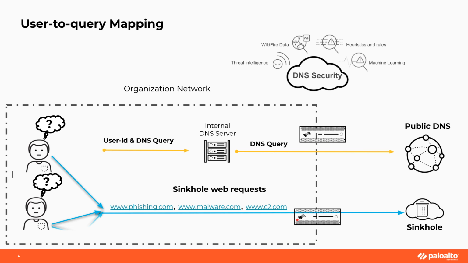The way we solve this is to attach a URL filtering profile to a security policy pointed to the sinkhole. Okay, let's get started and show how we can use the sinkhole to identify which user connected to which domain.